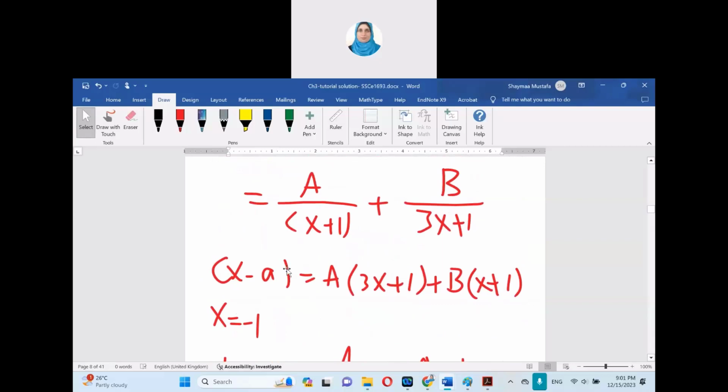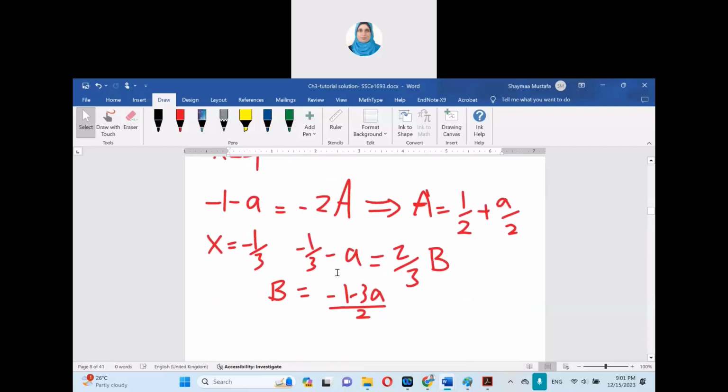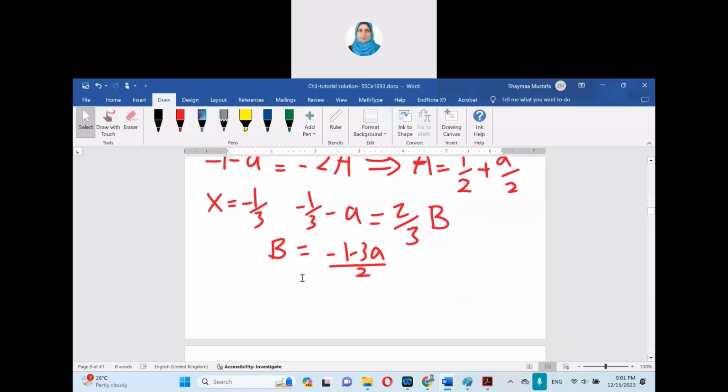The integration here is A ln of x plus 1, and the integration of the second term is B ln of 3x plus 1 divided by 3. Make the result equal to 0, because you have an equation only including a, to find the value of a. This is the idea of question 13. We also have questions 30 and 31. Let's go back to 30 and 31.